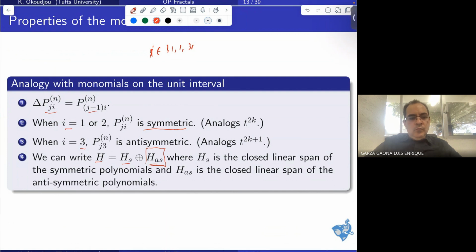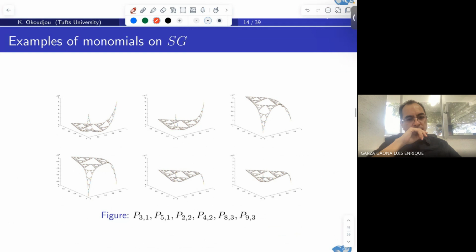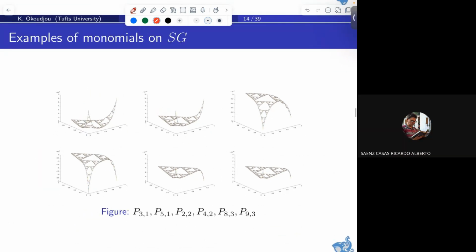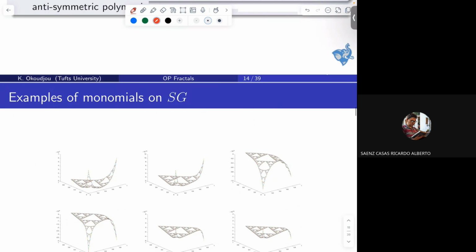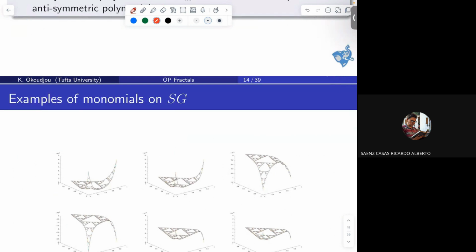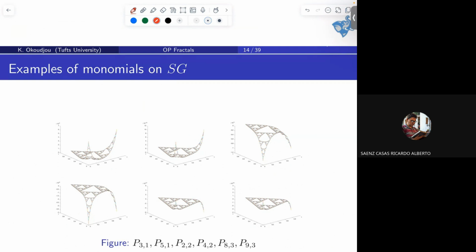And when I call it HAS, I just mean the closed linear span of the anti-symmetric polynomials. So these are some pictures of these polynomials. Maybe I'll make this a little bit bigger. I have a question. When you say symmetric, is it under reflection around I3? Exactly. So the picture is going to actually help you to sort of see what I meant by symmetry.